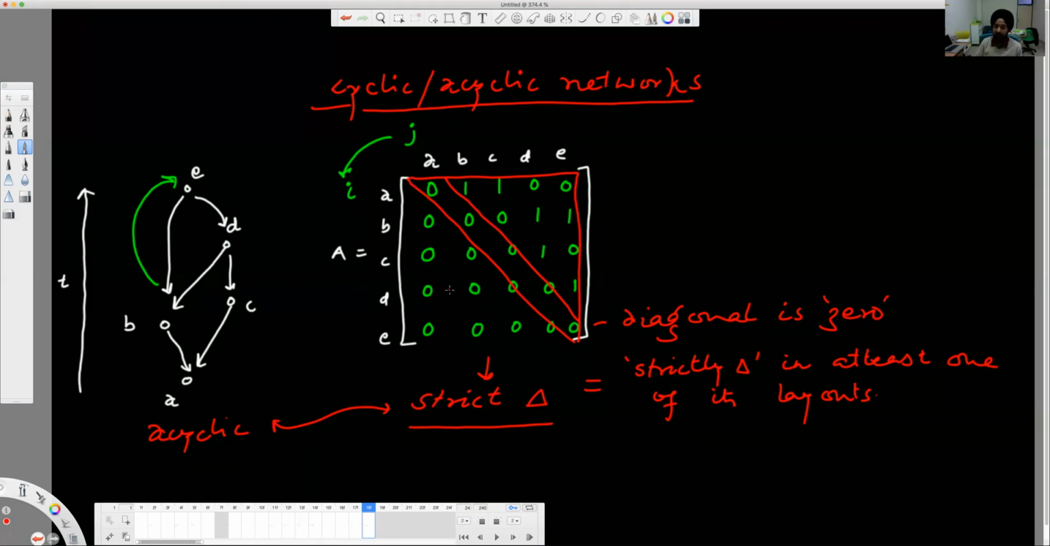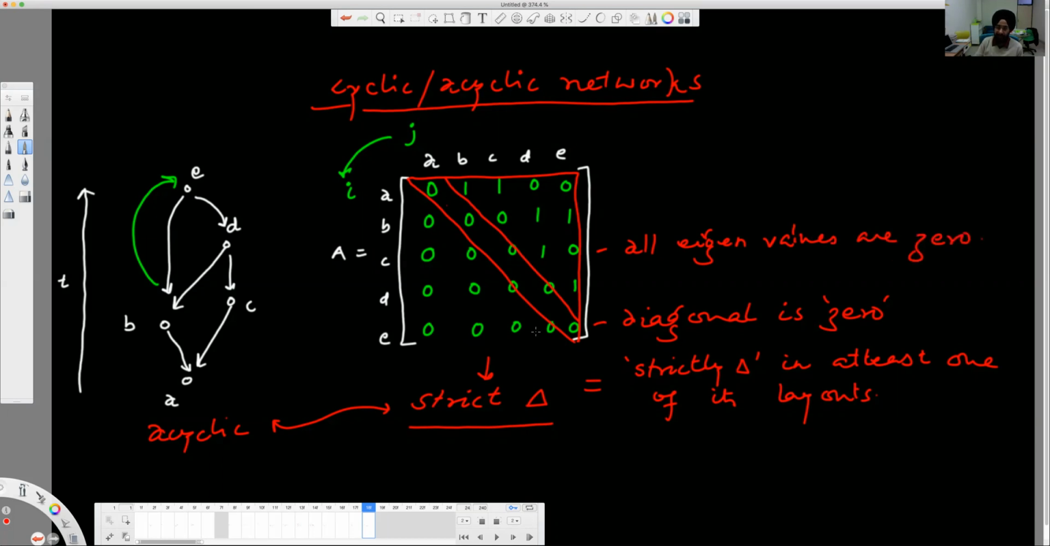Don't you remember? The diagonal of a triangular matrix is the eigenvalues, right? The diagonal of a triangular matrix represents the eigenvalues of that matrix. So if those are 0 because it is strictly triangular, then we can say that all eigenvalues are 0. How to prove this?